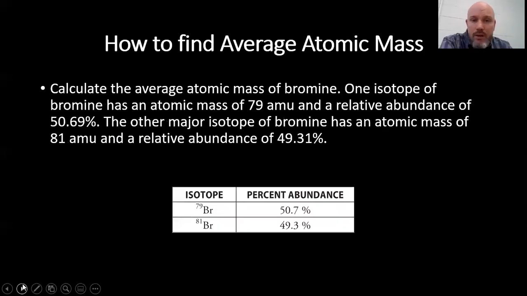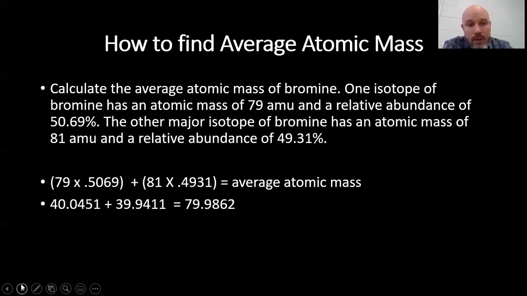Here we have to calculate the average atomic mass of bromine. The first isotope has an atomic mass of 79 AMU. That AMU just stands for atomic mass unit. And it is found 50.69% of the time. So that's its occurrence. The second isotope of bromine has a mass of 81 AMU, and it is found 49.31% of the time.